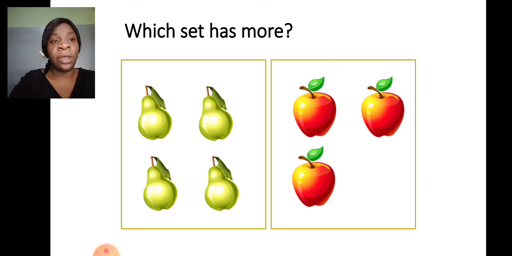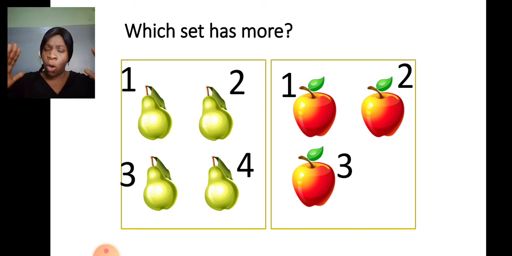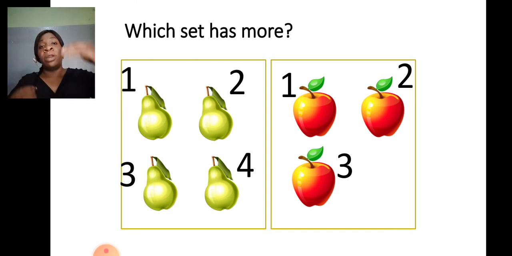So let's count the pears. 1, 2, 3, 4. We have 4 pears. Great. Now let's count the apples. 1, 2, 3. We have 3 apples. Now which set has more? Remember, the higher the number, the more. When the number is higher, it means it's more.